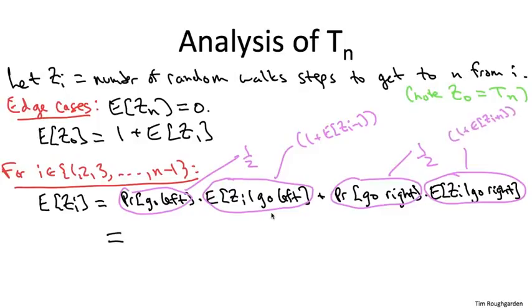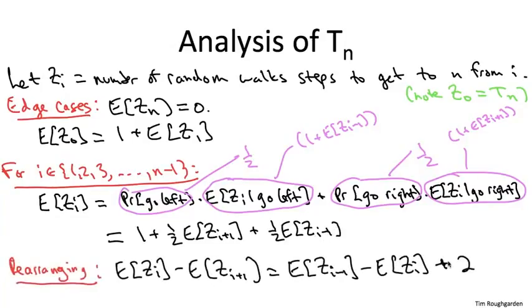Once the dust clears, we discover that the expected value of z sub i, the average number of steps from position i, is just 1 plus the average of the expectations of z sub i minus 1 and z sub i plus 1. If we multiply both sides of this equality by 2 and rearrange, we get that the difference between the expected values of z sub i and z sub i plus 1 is equal to 2 more than the difference between the expected values of z sub i minus 1 and z sub i.